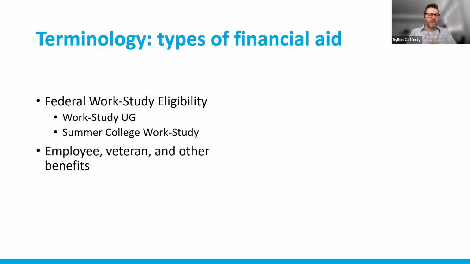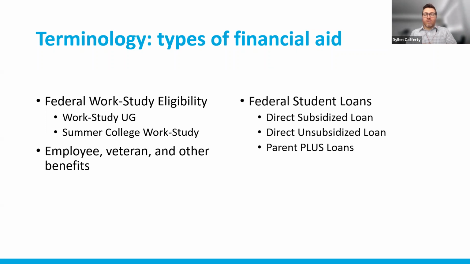Other types of aid the student may encounter are employee, veteran, and other benefits, and that's going to be unique to the student and/or their parents, and those will have some different names as well. The student will also see their loan offers, the federal student loans, and they're split up into some major groups here more specifically. So they'll see subsidized loans, unsubsidized loans, Parent Plus loans.